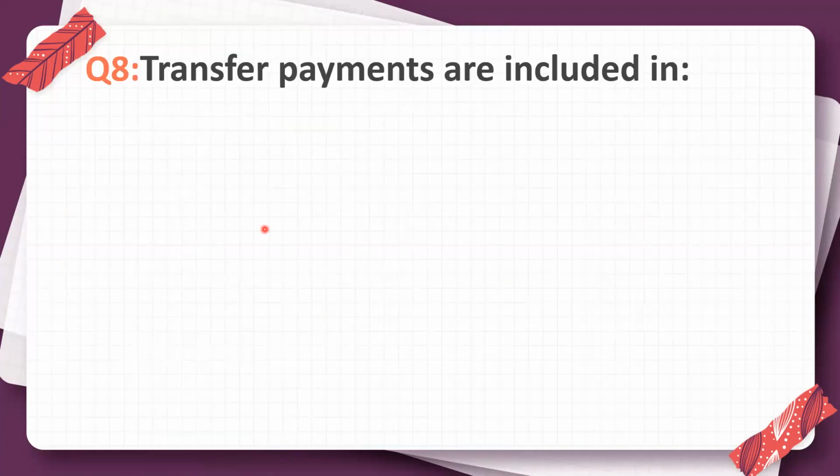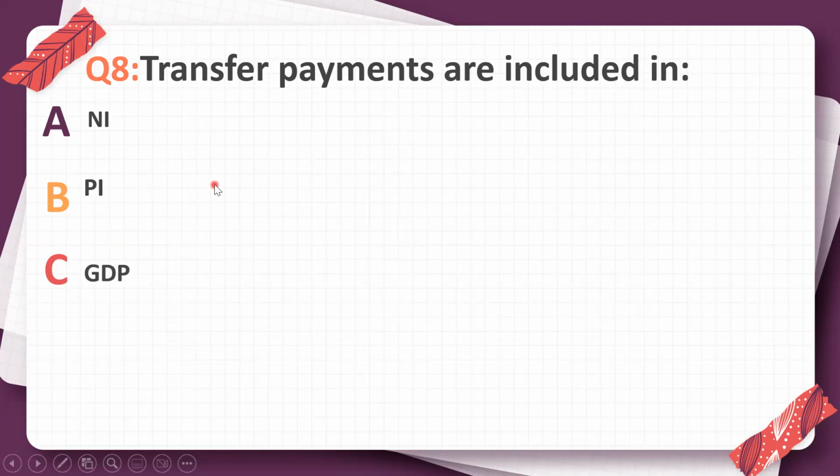Question 8. Transfer payments are included in A. Net income, national income, or personal income, or gross domestic product, or net domestic product. Transfer payments, we can include it in the personal income because that person uses these transfer payments as an income, as a purchasing power. He can buy goods and services in another stage.